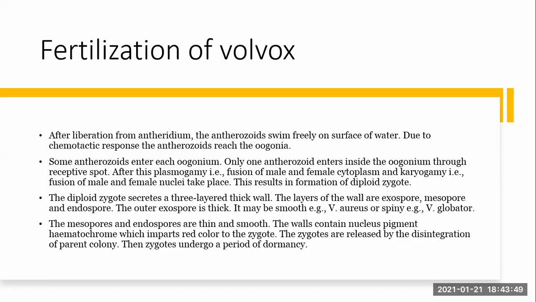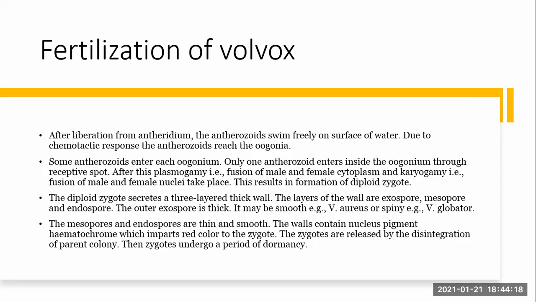After this, plasmogamy, that is fusion of male and female cytoplasm, and karyogamy, that is fusion of male and female nuclei, takes place. This results in the formation of a diploid zygote. The diploid zygote secretes a three-layered thick wall. The layers of the wall are exospore, mesospore, and endospore.